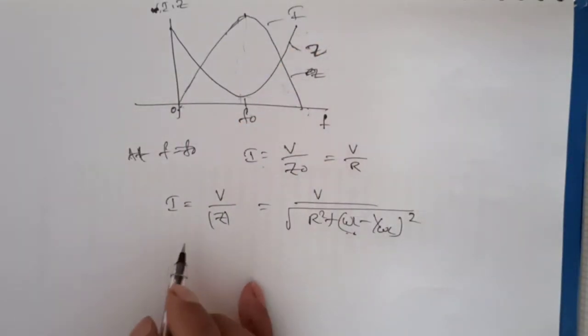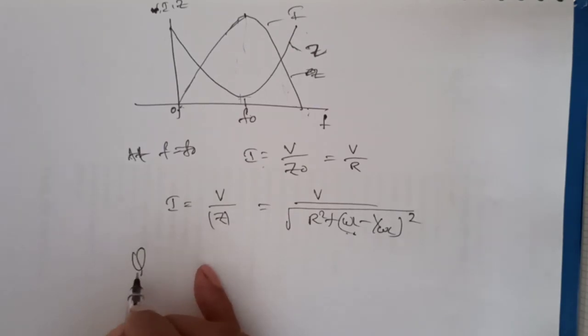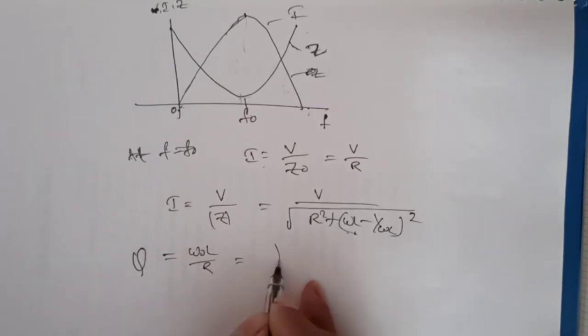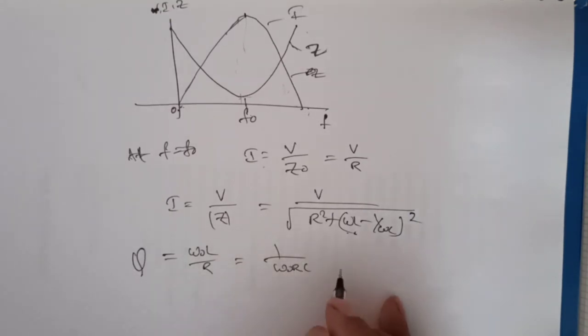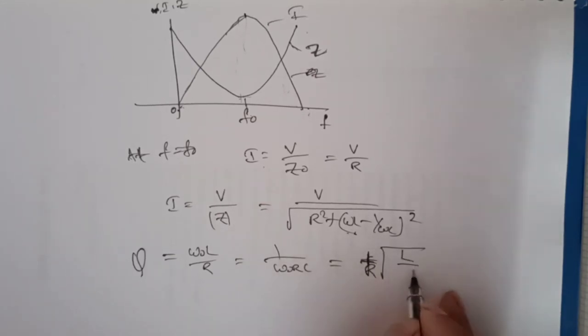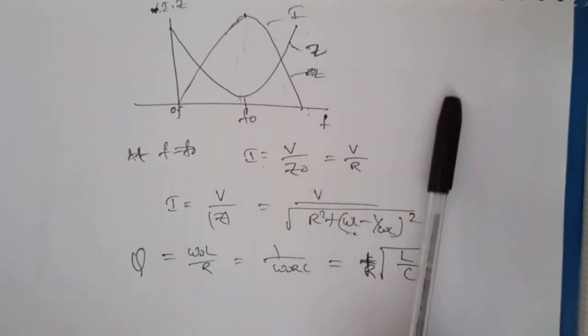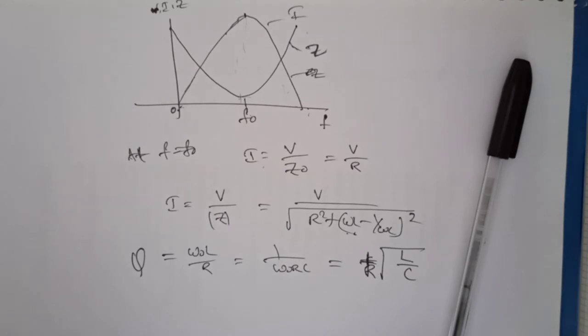And if you find the quality factor for this series resonant circuit, we know that quality factor equals omega naught L by R, or 1 by omega naught RC. If you substitute omega naught equal to 1 by root LC, we get the equation 1 by R into root L by C. These are some important properties or parameters of the series RLC resonant circuit.